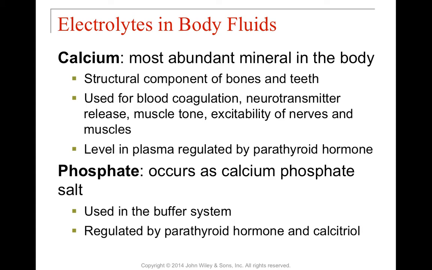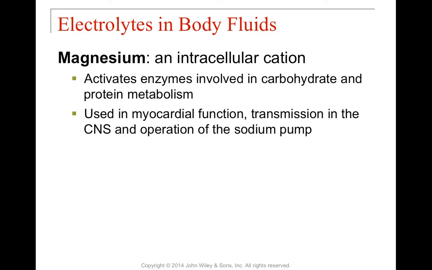Phosphate is generally going to be found as calcium phosphate salts. It's also going to be found in the buffer system. It's regulated also by parathyroid hormone and also something called calcitriol. Another important intracellular cation is magnesium.